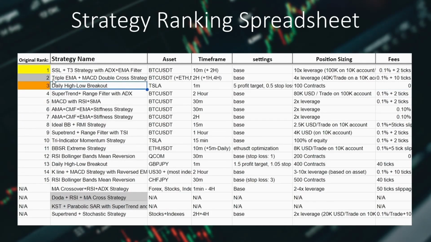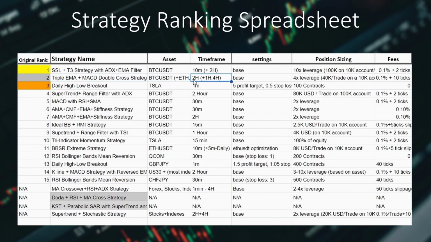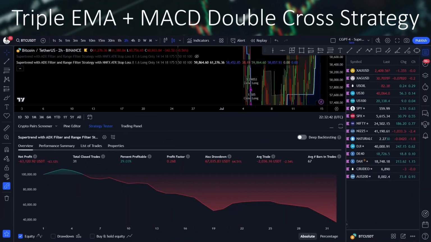Okay, we already covered the daily high-low breakout strategy. So now let's see the top 2 ones, which get the highest net profits in the optimization range. The first one is the triple EMA plus MACD double cross strategy. It works well on BTC USDT, Ethereum, NEAR, and WET. It works the best on the 2 hour chart, but the 1 hour and 4 hour performed great too. Fees are included. Let's take a look.